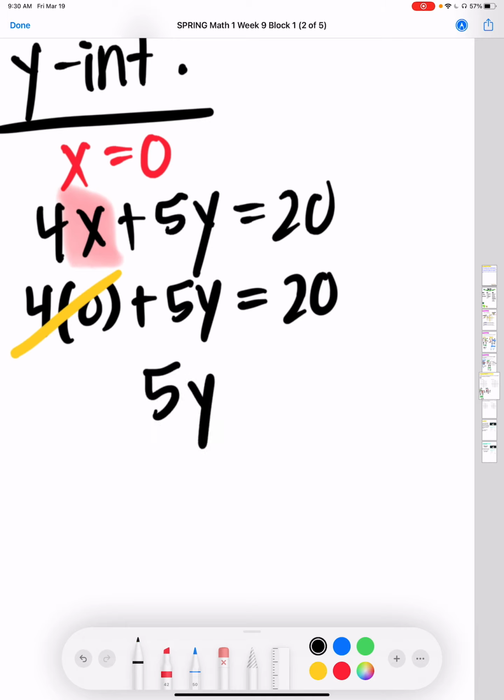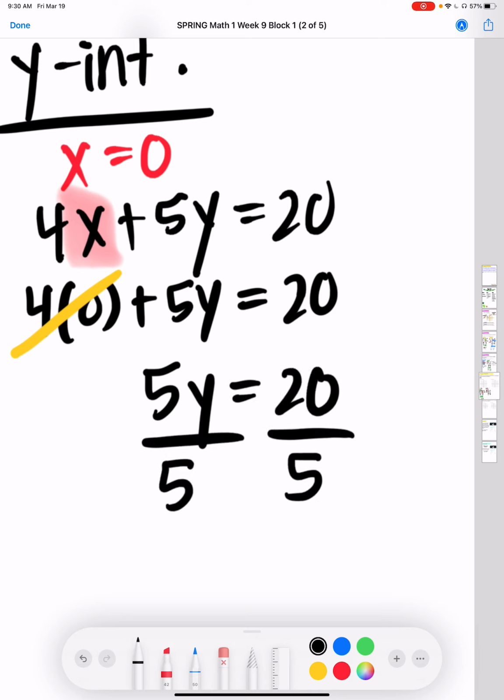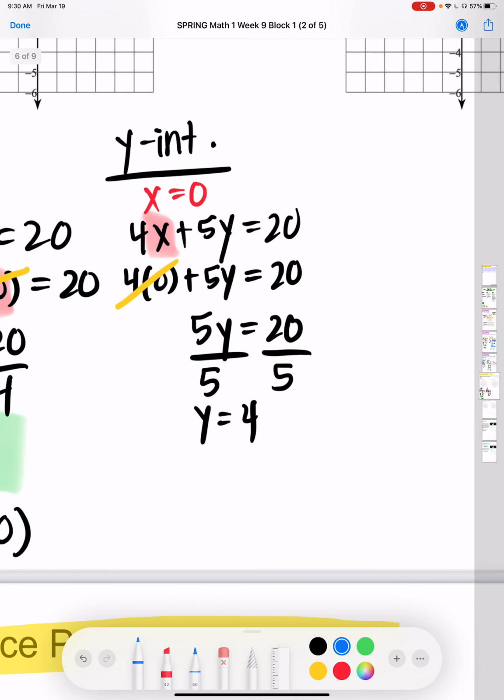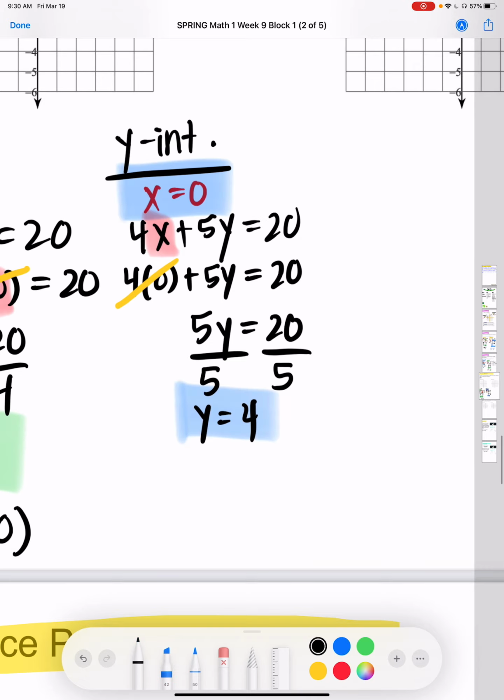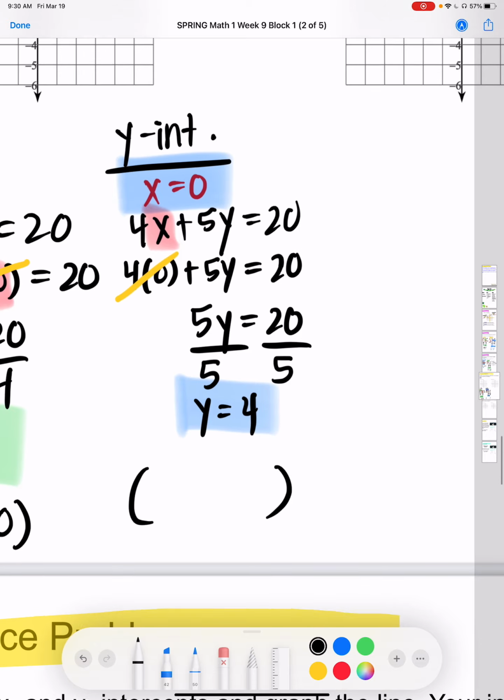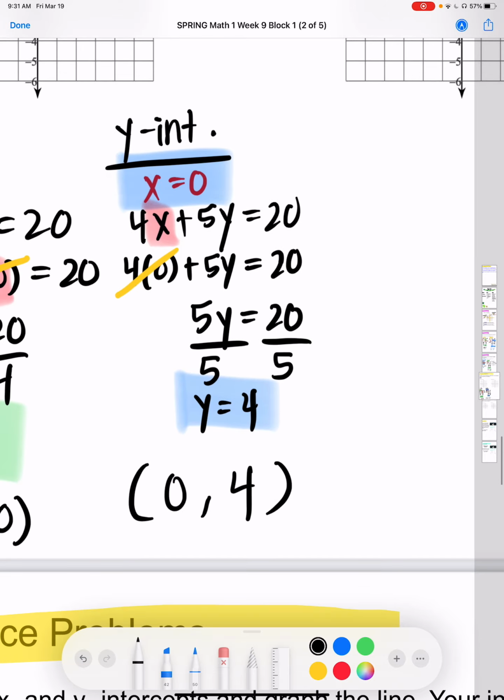I'm left with 5y equals 20. Divide both sides by 5, and I'm left with y equals 4. Again, you have an x and a y coordinate, so you want to put your answer as a coordinate, 0, 4.